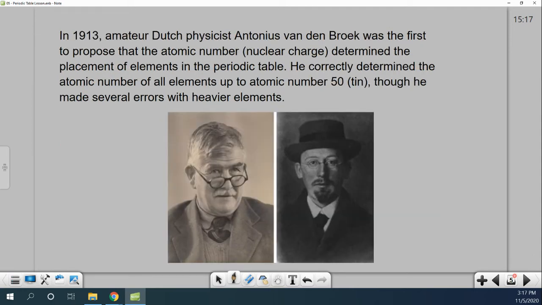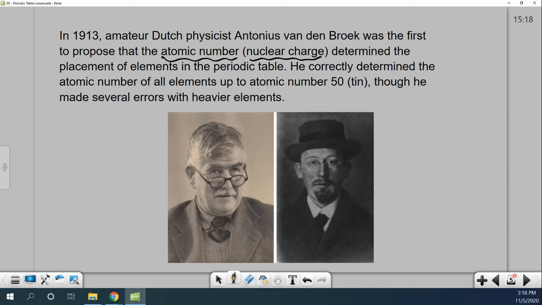So a number of years later, a Dutch guy, an amateur Dutch physicist, Antonius van den Broek, was the first to propose that maybe it's not weight. Maybe it's atomic number. Now, the reason it took 20 years is because they had no idea about protons yet. It took a while to get those discovered and all that stuff sorted out. So once they figured out atomic number, Van den Broek said, well, maybe it's atomic number, actually. Maybe it's how many positives are in the nucleus, what the nuclear charge is. So maybe that's what's supposed to determine the placement of elements in the periodic table.